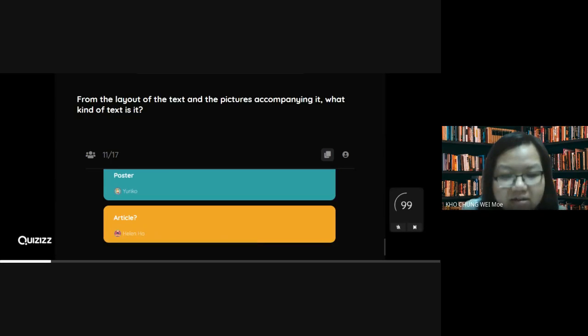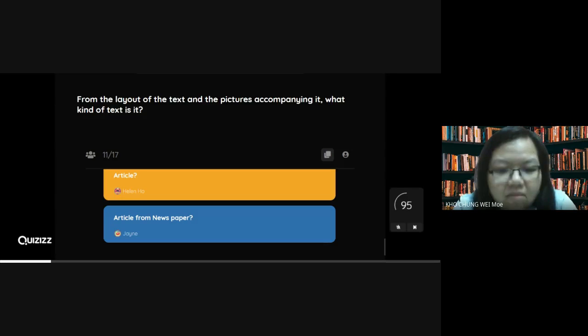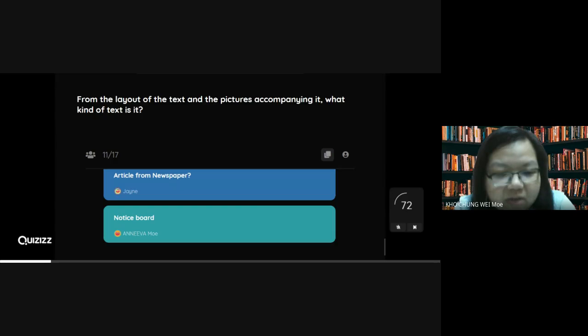It's an article. But where can you find this article? Okay, it could be a newspaper article. Good, Jane. And by the way, the word newspaper is combined. Okay. Where else? Apart from newspaper, what sort of article is this? Apart from newspaper article. Okay, that's right, Jane. It's combined. Notice board. Okay, this article may be posted, maybe pasted up on the notice board. That's right.